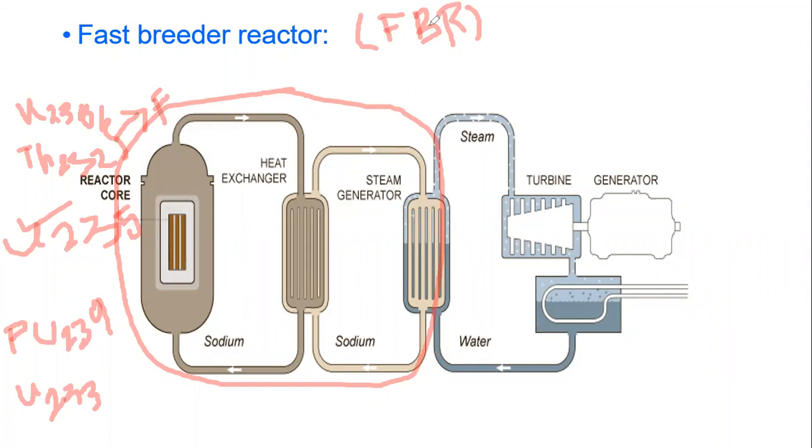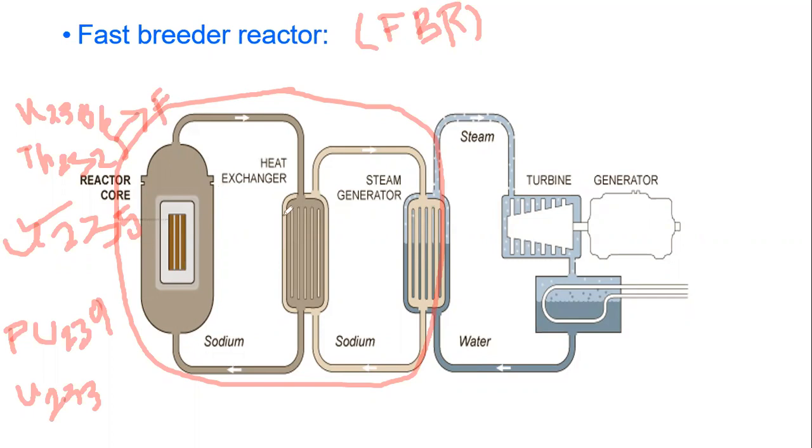In the FBR, we are using two heat exchangers. This is heat exchanger 1 and this is heat exchanger 2. In the PWR, the pressurized water reactor, we are using one heat exchanger, but in the FBR, we are using two heat exchangers.